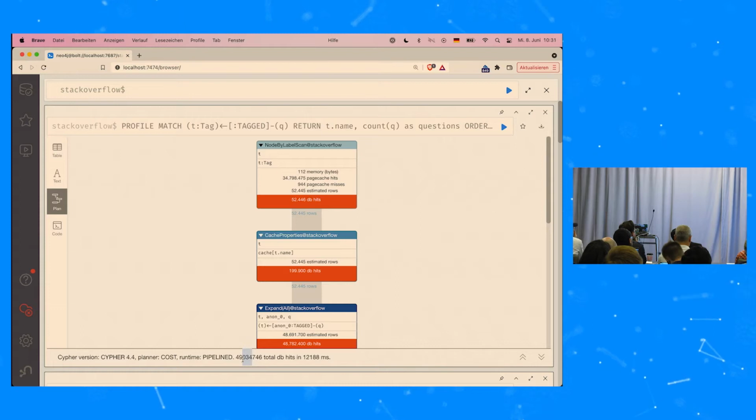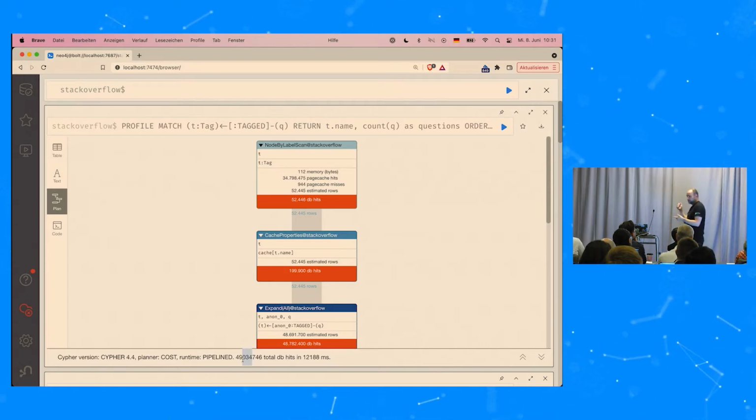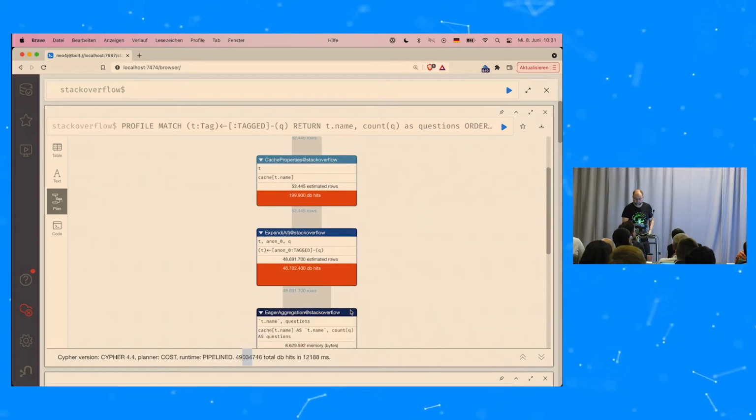And the benefit of running profile over explain is that it shows you the actual operation, the actual results, so the actual DB hits, the actual rows, and also the actual page cache hits and misses as well.